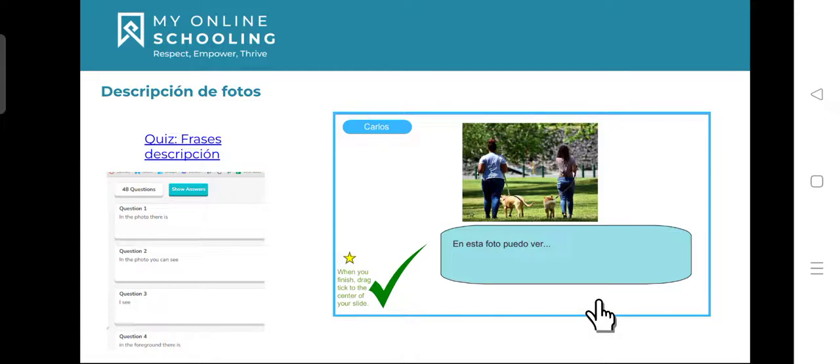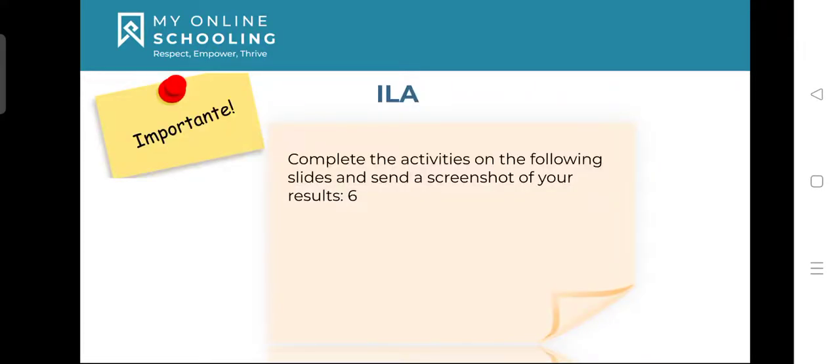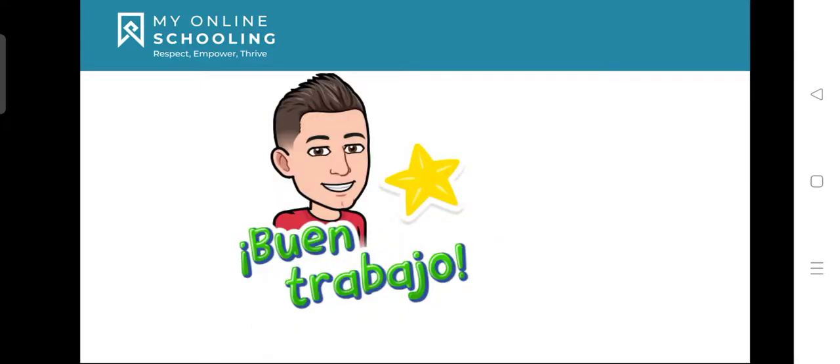This is the activity where they put into practice what they've learned previously, in this case the sentences for descriptions. Then reflection on what they've learned, and then you can put the assignments here.